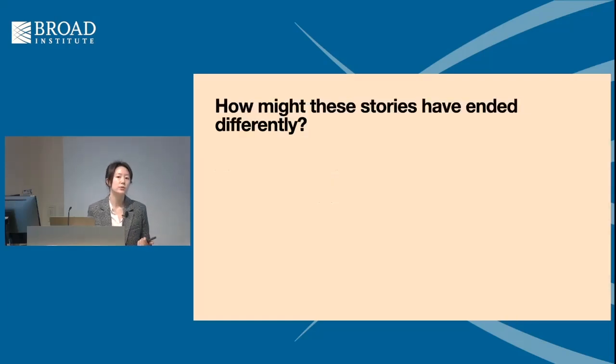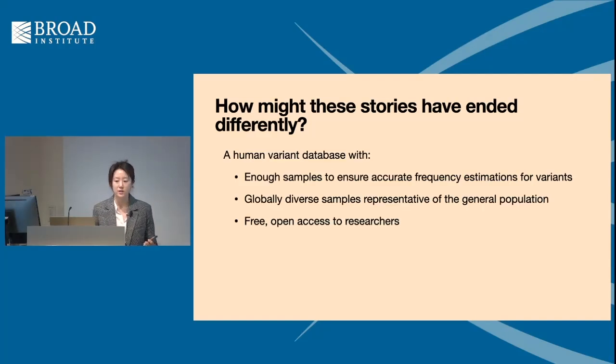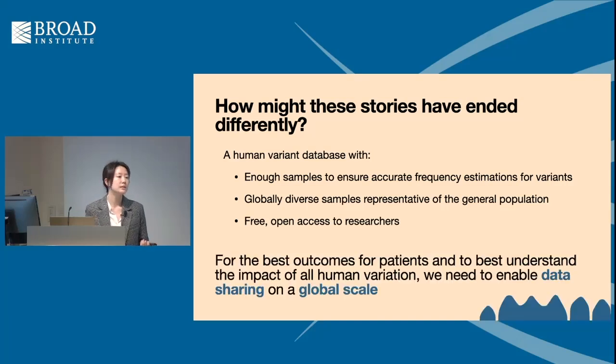So how might both of these stories have ended differently? There might have been a different outcome if there was a reference allele database that had enough samples to ensure accurate frequency estimates, that included globally diverse samples representative of the human population, and importantly, that was free and had open access to researchers. So on the gnomAD team, we firmly believe that for the best outcome for all patients and to understand the impact of human genetic variation, we really need to enable data sharing on a global scale.